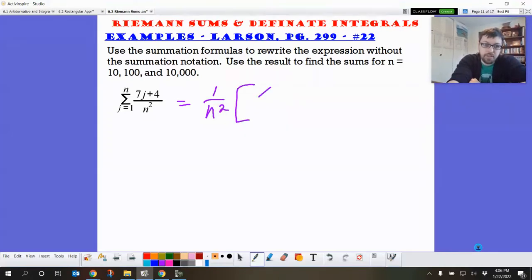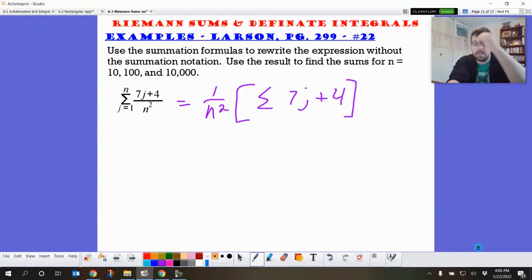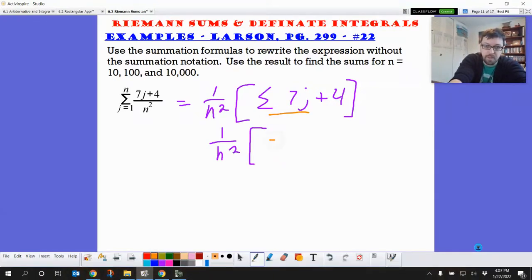And then the summation, I'm just going to write the summation, 7j plus 4. And then we can break that up into two chunks. So 1 over n squared. And I'm going to bring the 7 in front too. So this piece right here becomes 7 summation j plus the summation of 4. And remember, we're going to some n value, so that's multiplied by whatever the n thingy is. So that's going to be 4n. And then just a j.